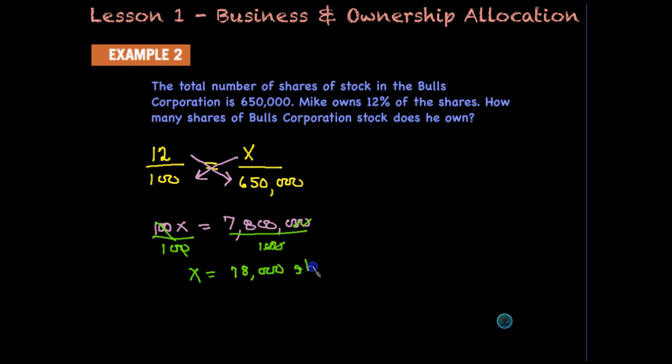So now we know that Mike has 78,000 shares. This helps us then when the company makes a dividend declaration, like we said. So if the company said we are going to pay $1 per share, Mike would get $78,000. He can use that to help him when he estimates his taxes, for example.